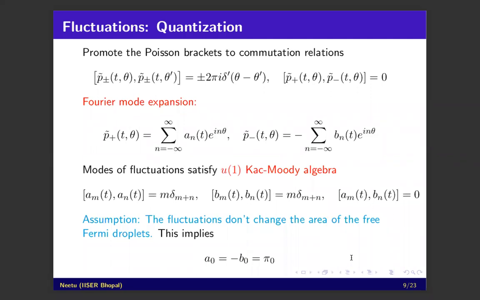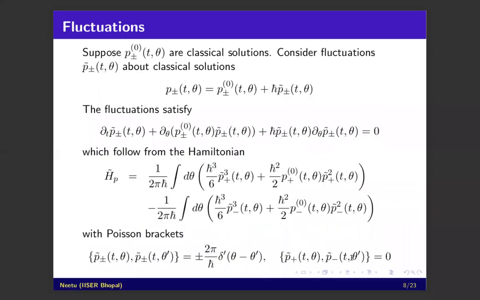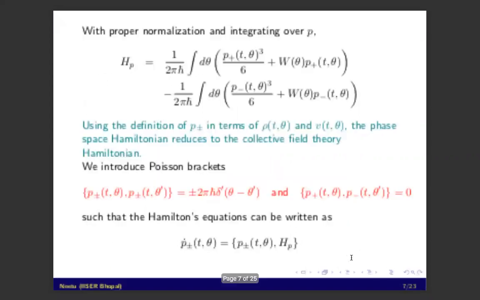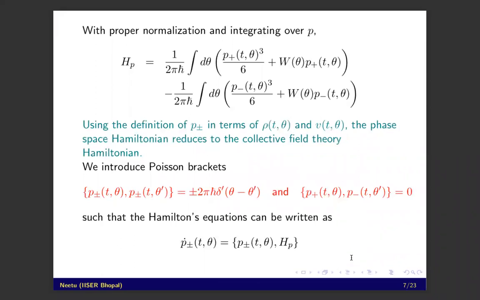Can you just go back to the previous slide for a second? So you had classical... you wrote down, one more slide back maybe. Okay, so what you've shown here is that you have a Hamiltonian in terms of these p plus and p minus variables, and you write down classical solutions. Then what you're doing now is looking at fluctuations about those classical solutions, and you're going to quantize them. Right? That's what's happening here. Right. Okay. And maybe can you go to the next slide?